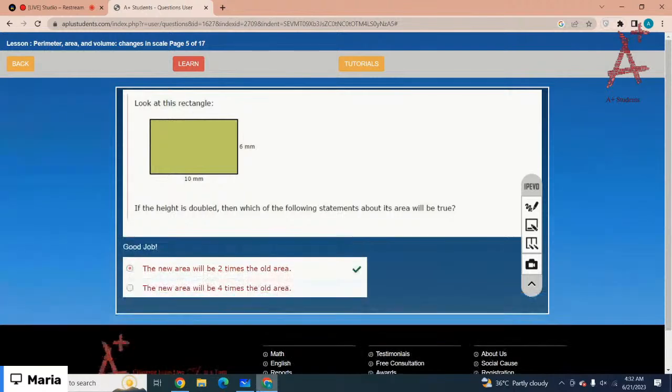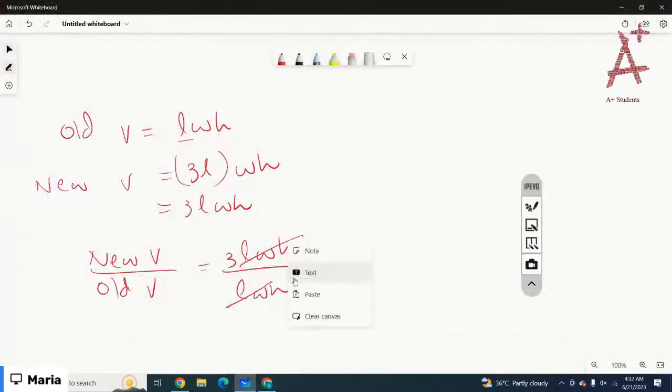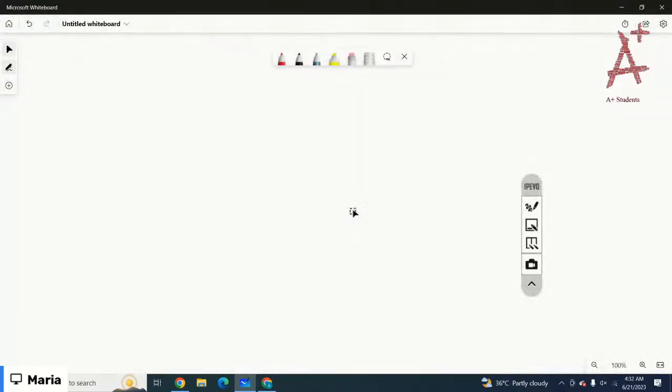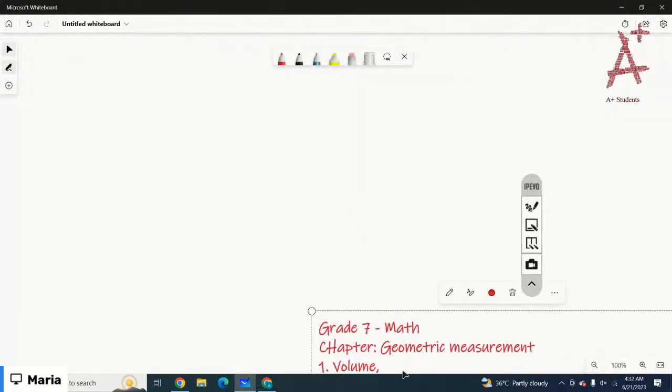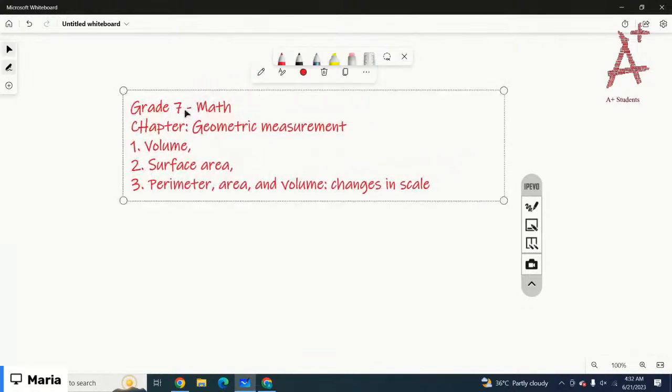Okay, you can complete the rest of the questions by yourself later today. So we were working on grade 7 maths. The chapter we're working on is geometric measurement. The lessons we have covered today are volume, surface area, perimeter, area and volume, and change in scale. Please make sure that before the next session you complete all the test questions for the lessons we did today.